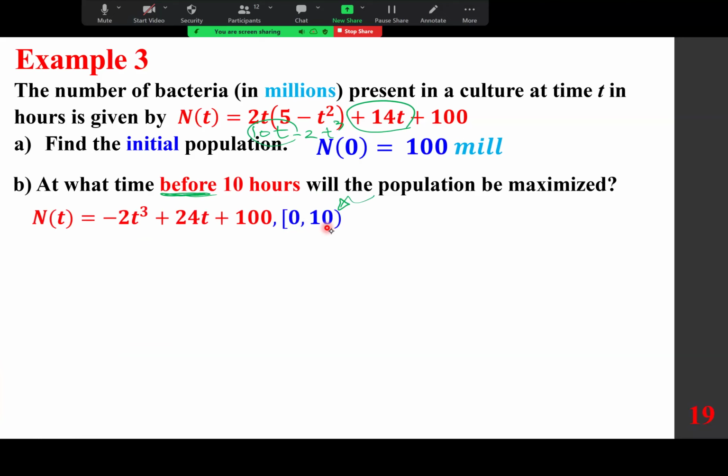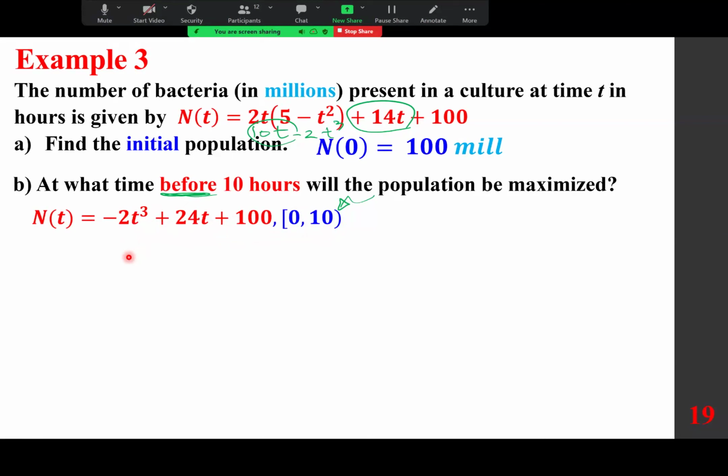You can think of this as a closed interval theorem. In essence, this is a polynomial of degree 3. Domain is all real numbers, therefore it is continuous from 0 to 10. 10 is not included, so we evaluate at the endpoints only one of them, because 0 is included, 10 is not. And then find n prime, set equal to 0, and plug in the critical point. Also, you can do the first or second derivative test. So we have to find n prime anyway.